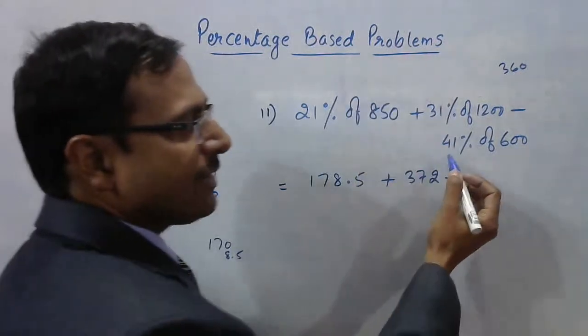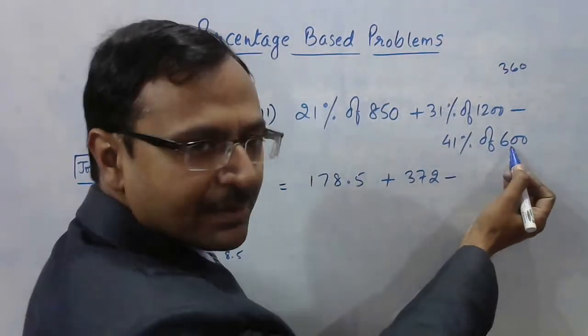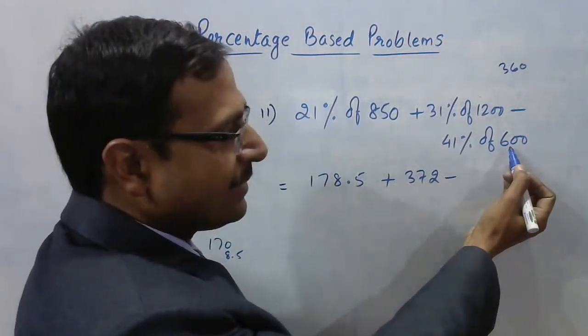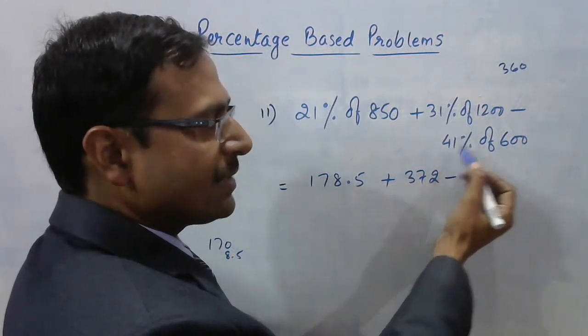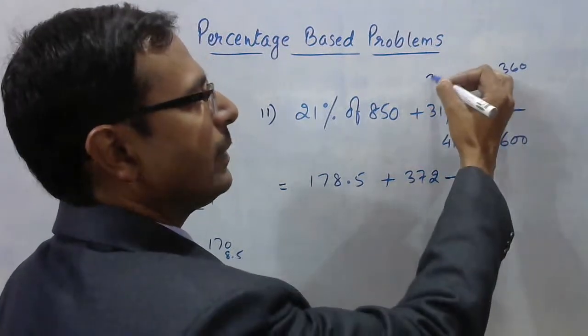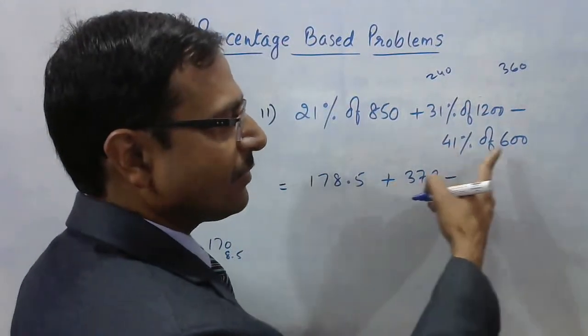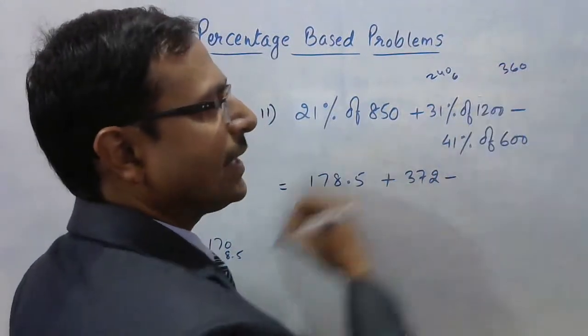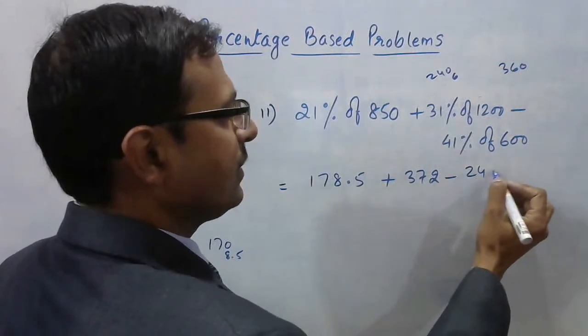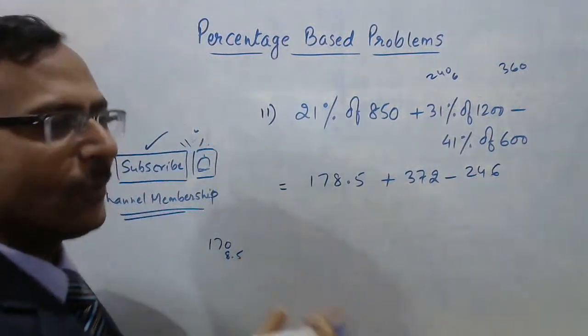Okay, 41%. What is 10%? It is 60, right? Now 4 times that, 60 into 4. You remember that 240, that is 40%. And what is 1%? 1% is 6. So add that to this. This becomes 246.